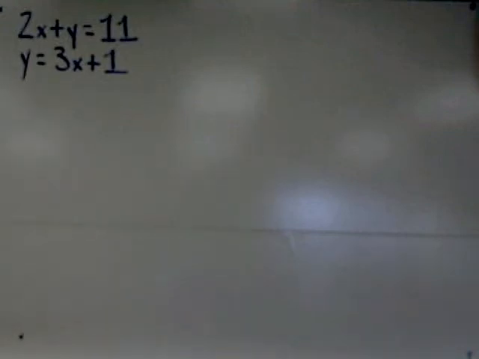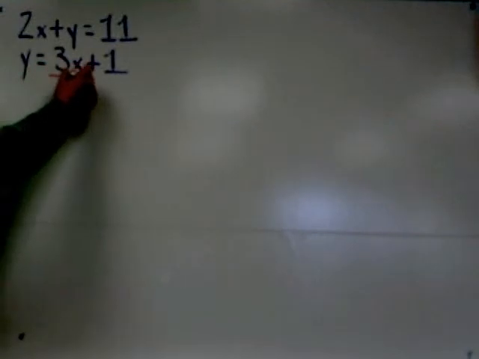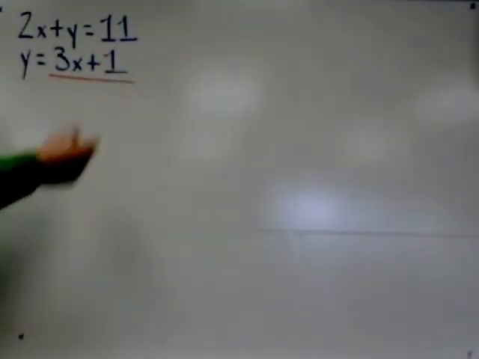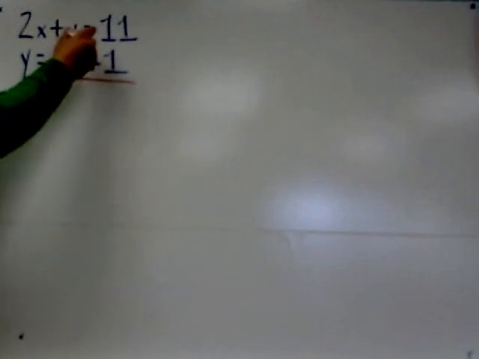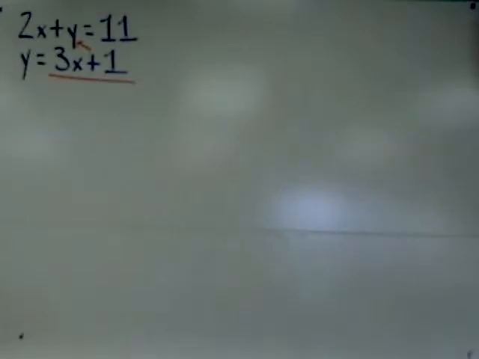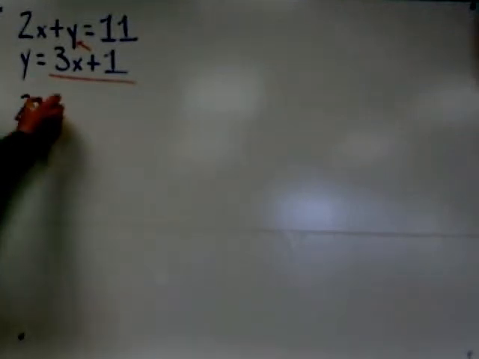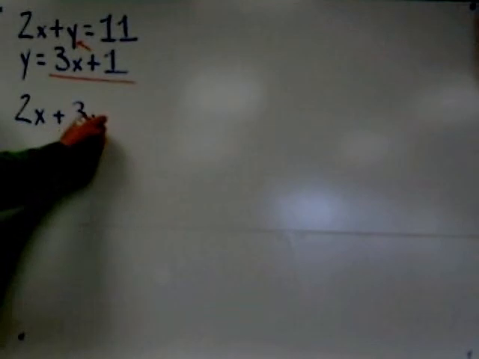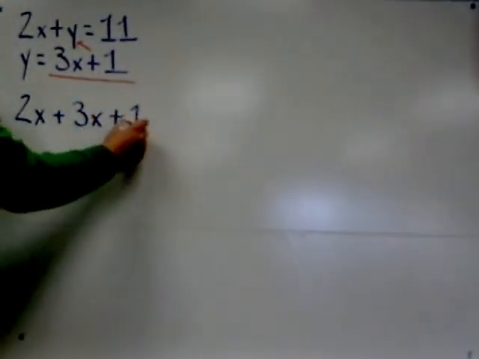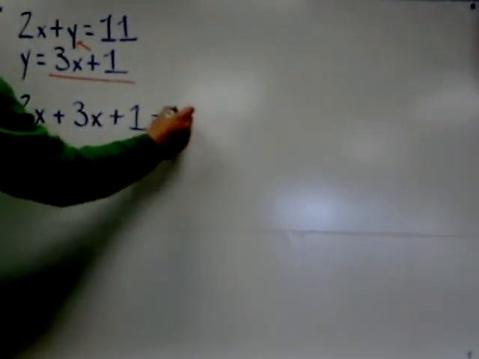In this problem, we're told that 2x plus y equals 11 and y equals 3x plus 1. Since we know that y is the same thing as 3x plus 1 based on the second statement, I'm going to take that information and plug it back into the first statement where I see y. That'll change the first statement into 2x plus 3x plus 1 equals 11.